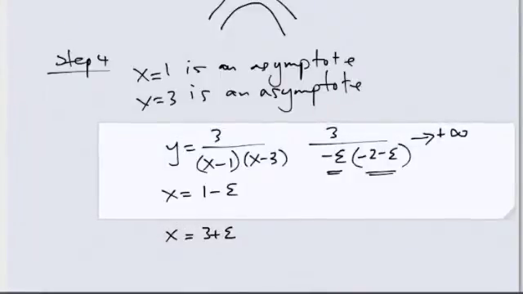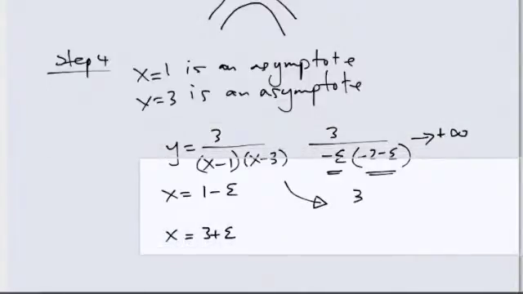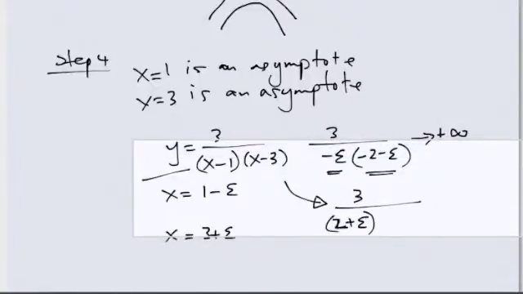So what is the value of y in that situation? The value of y would be 3 over 3 plus epsilon minus 1, which will give us 2 plus epsilon. So 3 plus epsilon minus 1, which is this term here, gives us 2 plus epsilon. And let's consider this term here. So x is 3 plus epsilon minus 3, which would give us epsilon.